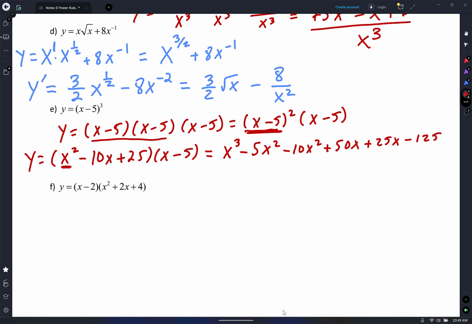All right, here it is. Y equals, just change the color a little bit with a different pencil. You know what I mean? For the next one, y equals, let's see, I only have 1x cubed. And then let's combine negative 10x squared and negative 5x squared. That is negative 15x squared. And then 50x plus 25x. And then minus 125.